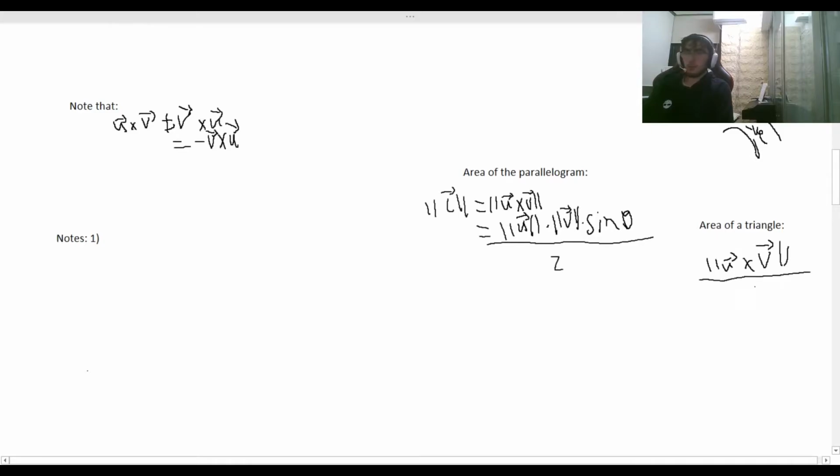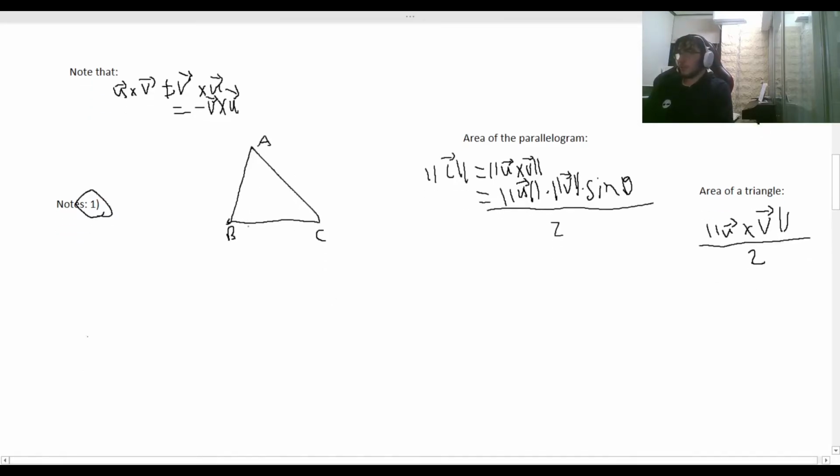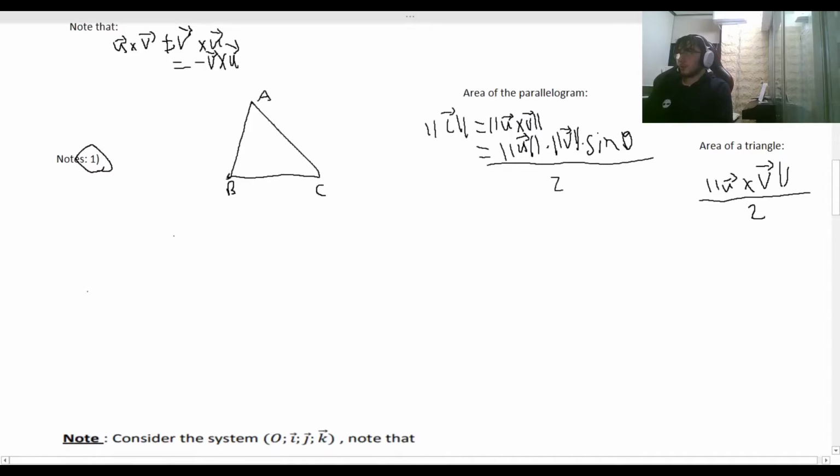An important note is that, for instance, if we have 3 points A, B, and C, and we need to prove that these 3 points are coplanar, meaning that they belong to the same plane, what we should do is AB vector cross AC vector shouldn't be equal to 0, because any 3 non-collinear points form a plane.